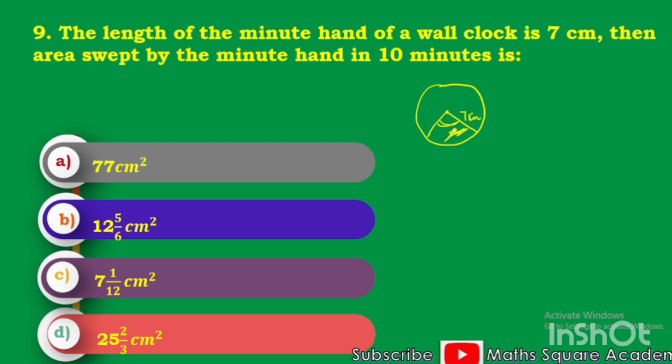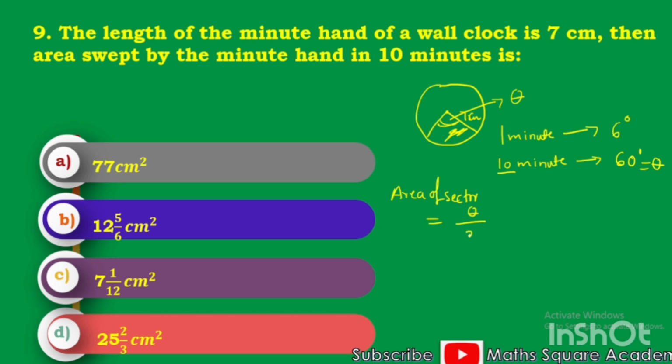First you should know what the angle theta is. We know that in 1 minute, the minute hand covers 6 degrees. So for 10 minutes it will cover 60 degrees. In this way you find the value of theta. Now the angle and the radius are known, so we can find the area of the sector. Area of sector is equal to theta upon 360 into pi r square.